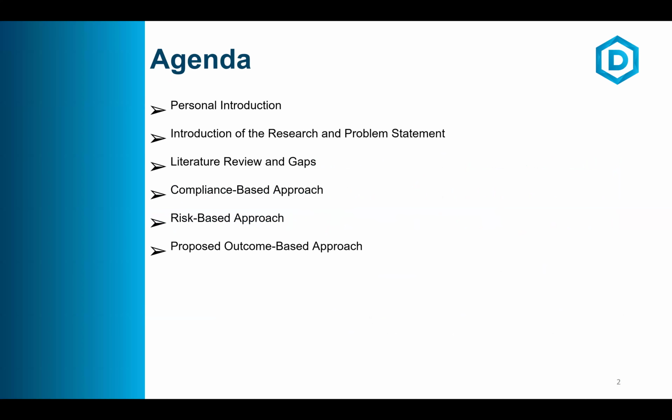So here's my agenda for this presentation. I'll start by providing a quick personal introduction of myself, and then I'll introduce the research problem and build some context around that. Then I'll discuss the gaps I've found in the literature review that I've conducted regarding cybersecurity assurance approaches, and particularly the gaps in the compliance-based and risk-based approaches. And then finally, I'll describe the new approach that I'm developing, which I'm calling the outcome-based approach to cybersecurity assurance.